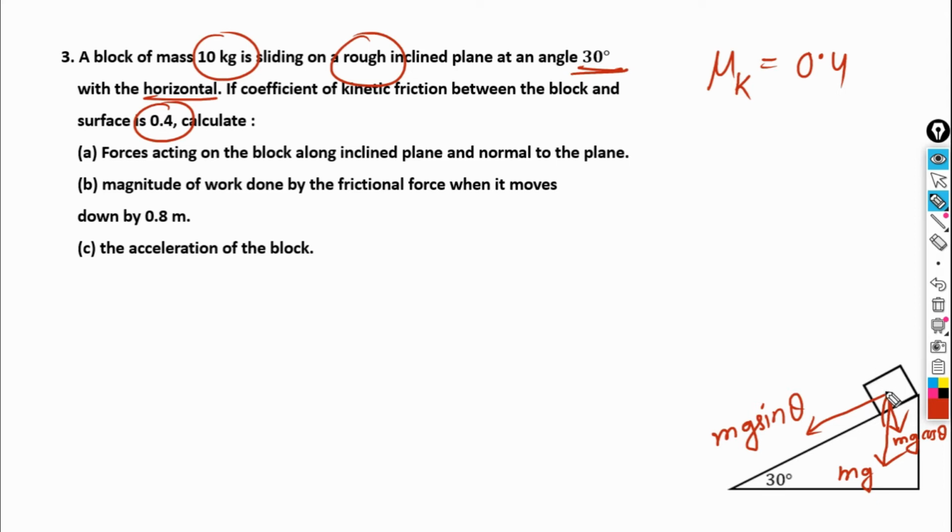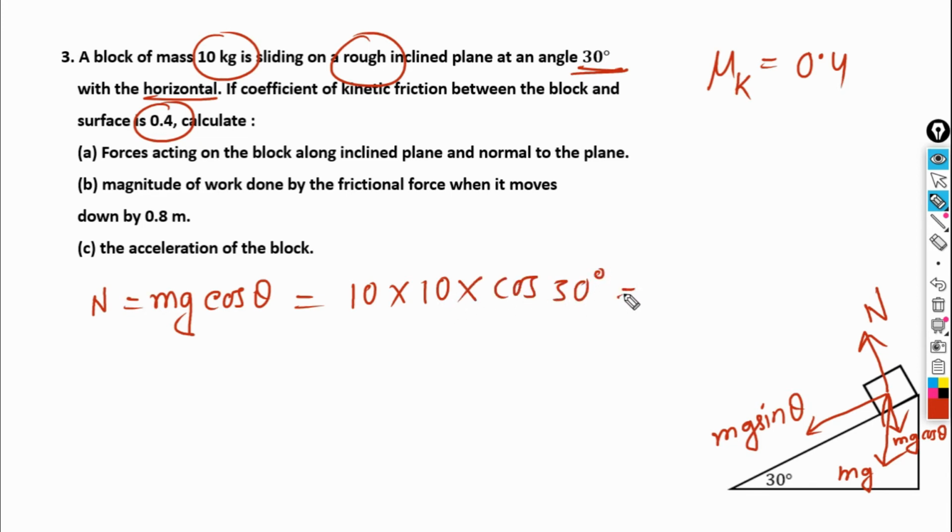Normal reaction is here. First of all, there is no movement along the vertical direction, right? So we can write N equal to mg cos theta. So m is 10, g we take 10, and cos 30 degree. 10 times 10 is 100. So 100 into cos 30, you will get 86.6 Newton.